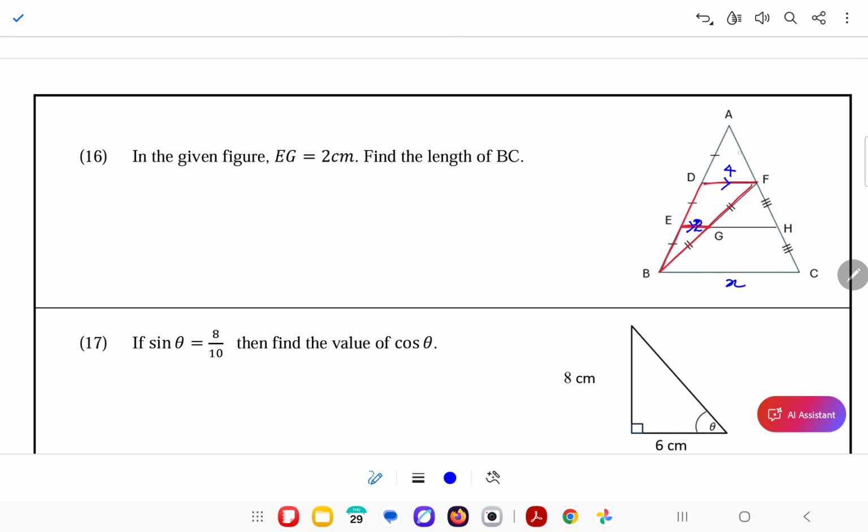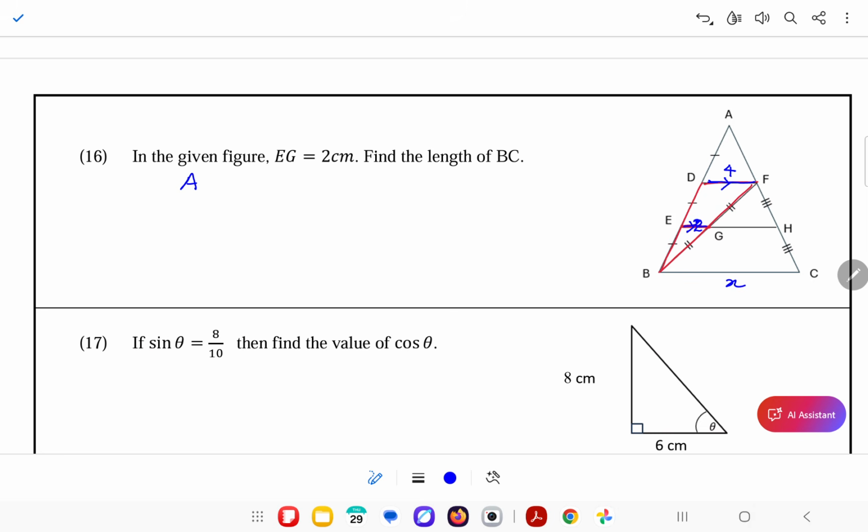So to find DF length, we had to use the midpoint theorem for triangles, which states what? When you connect midpoints of two lines of a triangle, so EG is that line, then that line is going to be parallel to the third line, and the third line is double the length of that line. So this line is going to be double the length of EG. EG is 2, no? So then DF is 4, right? So using that, we found DF. Now using similar triangles, you can find the BC length.